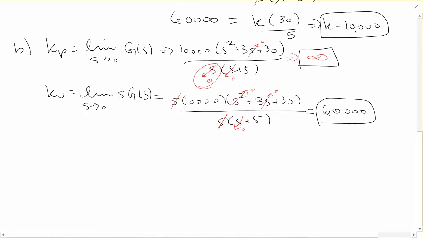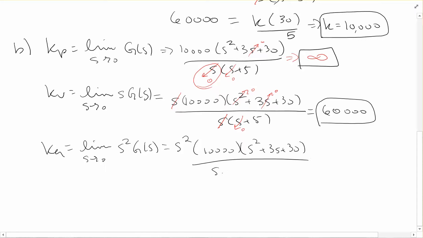Okay. And then finally, k sub a. Equation for that is going to be the limit as s goes to 0 of s squared times g of s. So now we just need to multiply g of s times s squared. So we're going to have s squared times 10,000 times s squared plus 3s plus 30. Put that over s, oops, times s plus 5. Okay, and we're going to do the limit of this. Theoretically, I should be writing limit here, but y'all know I'm not good at doing that stuff. Okay, so we're taking the limit of this.